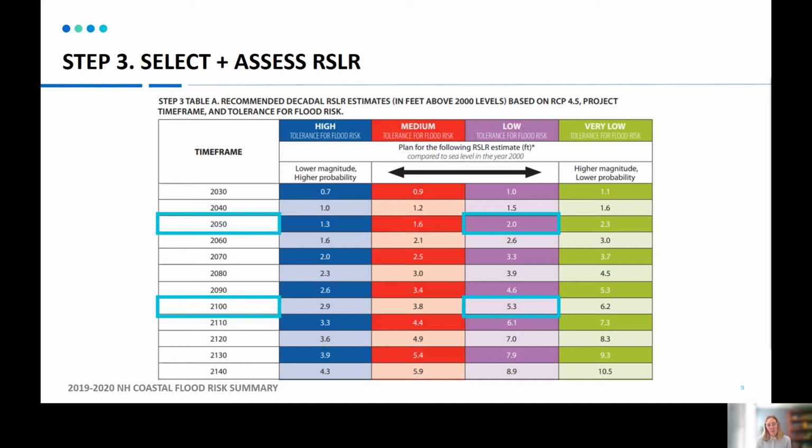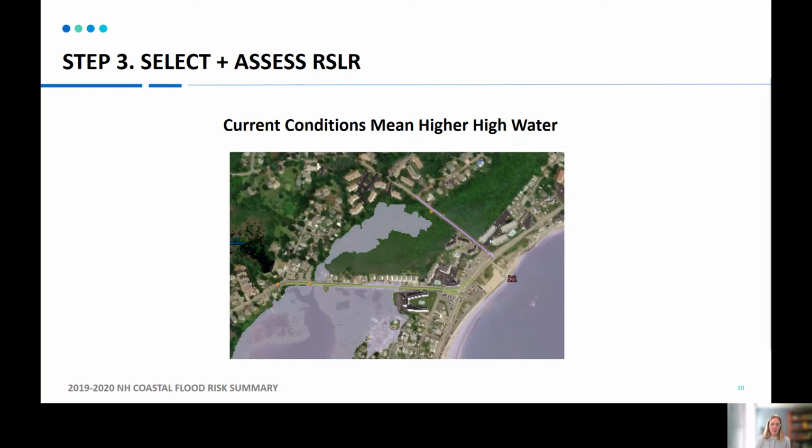So based on low TFR in 2050, we plan for 2 feet of sea level rise, and in 2100, we plan for 5.3 feet of sea level rise. I'll note that we're using step 3 table A here, which is based on a moderate greenhouse gas emissions scenario. You can use step 3 table B, which is based on a more extreme greenhouse gas emissions scenario and would give you higher sea level rise numbers.